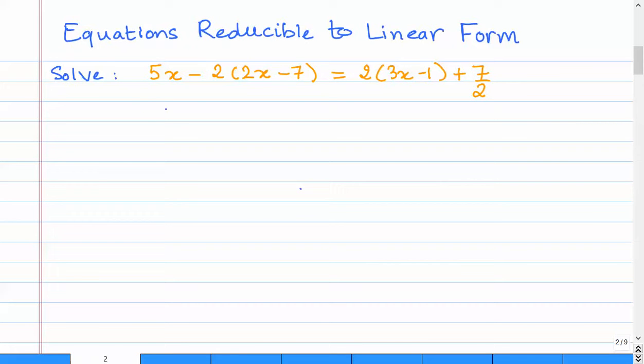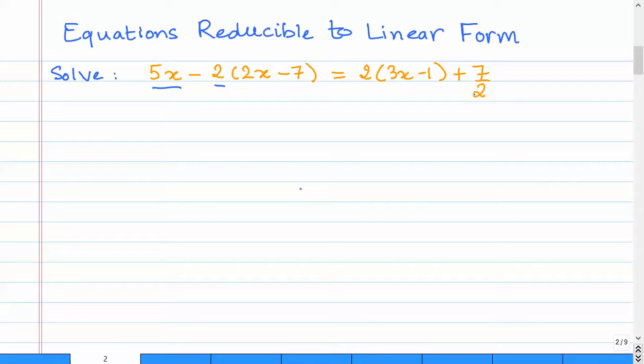Okay, now let us look at another equation that appears very complex, but we can solve it once we break down the complexity. Now, here is the equation that we have. We have 5x minus twice of (2x minus 7) equals 2 times (3x minus 1) plus 7 by 2.